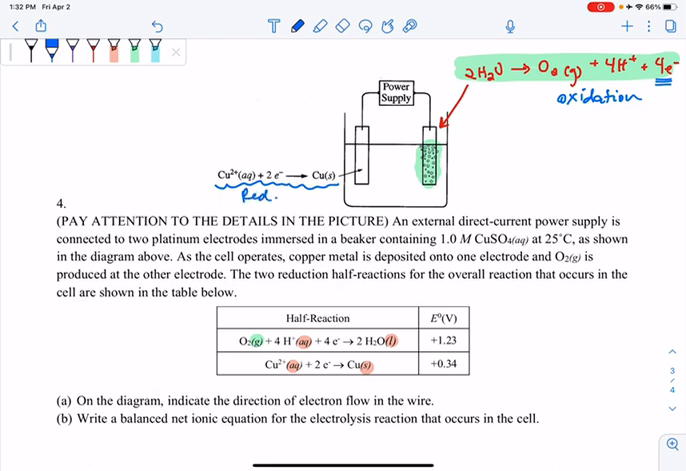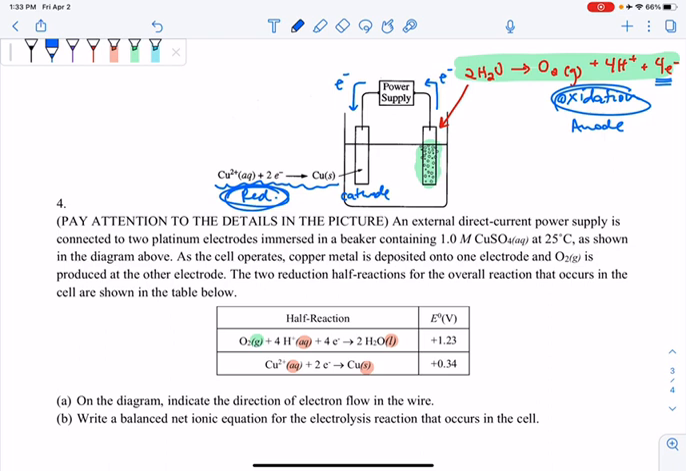If you have a cell, you have something that's reduction, you have to have something that's oxidation. Anyway, so we know that oxidation is where the electrons are coming from, right? Because this is our anode. So the electrons are going this way. The electrons are heading towards the cathode, which is where reduction is occurring.